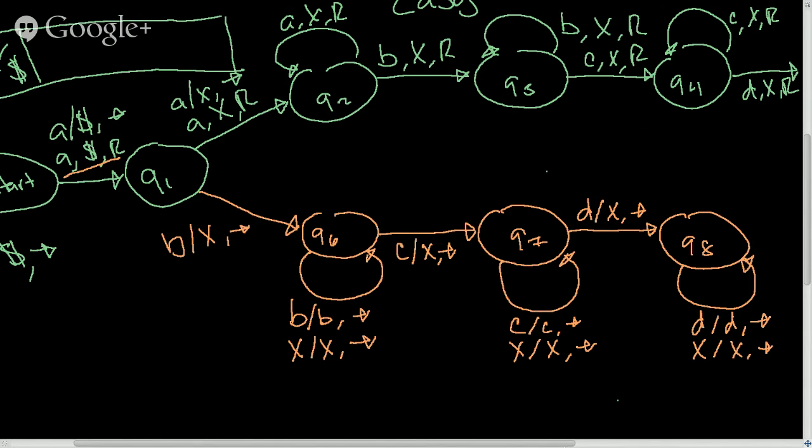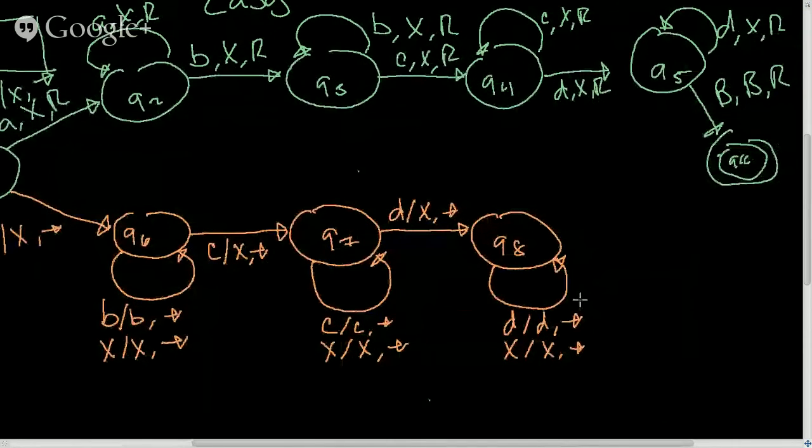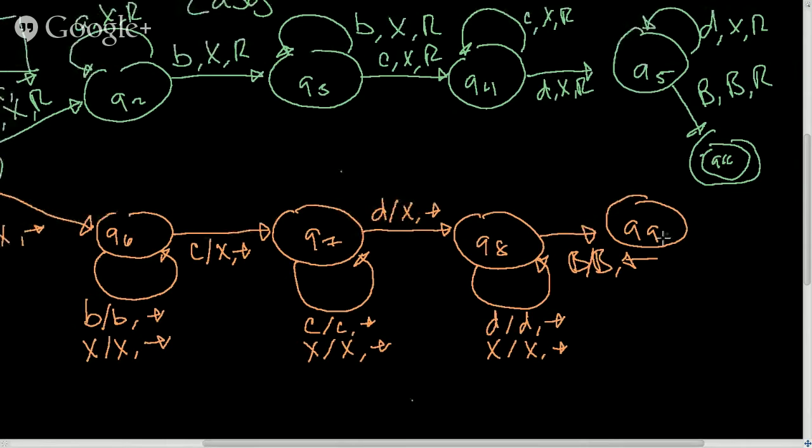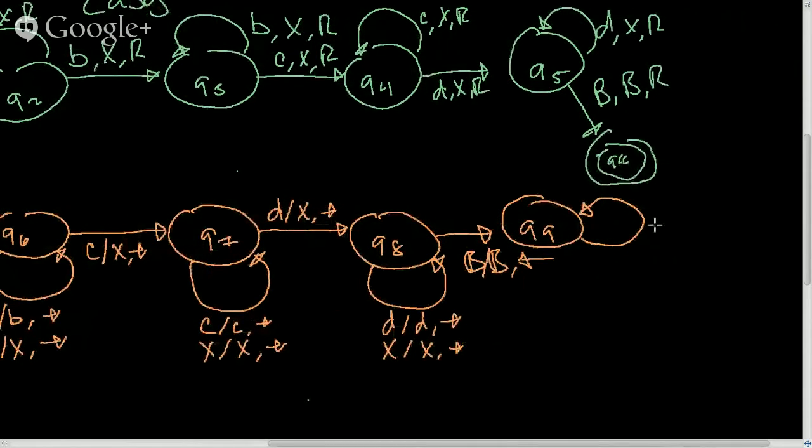Now we need to implement the part where we make sure all of these are the same. And the way that we're going to do that is we're going to say, if you get here and you've looped through all the other D's and X's and you see a blank, we're going to start moving left. And this is Q9. And while we are moving left, this is going to get a little messy here, but not as bad as your homework was. While we just see X's, just write the X's and move left.